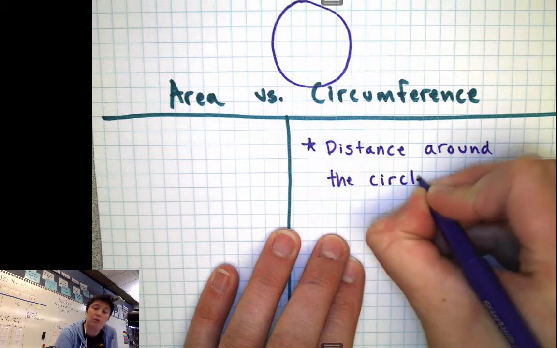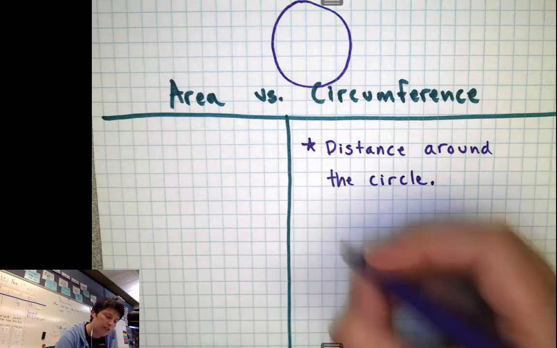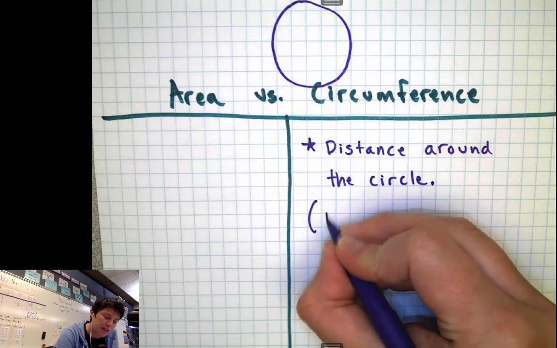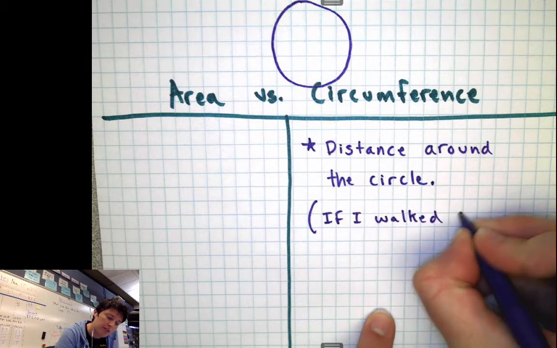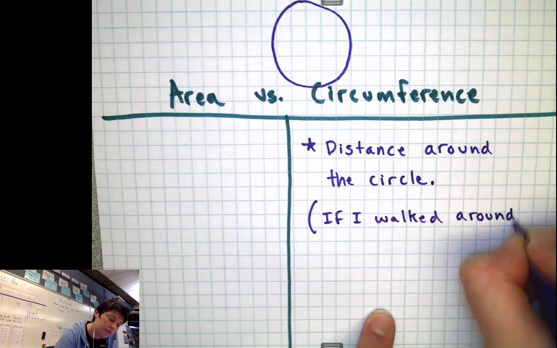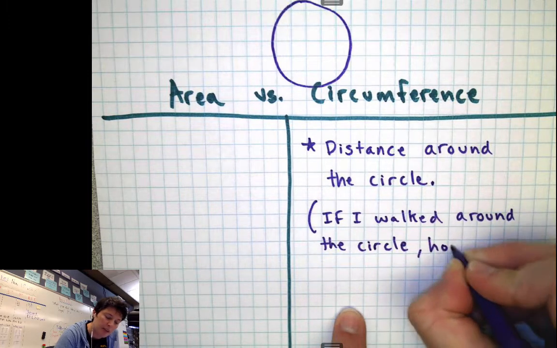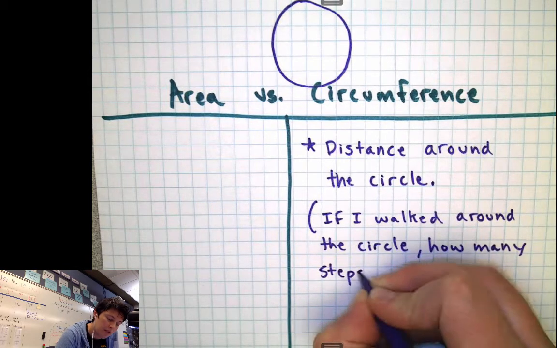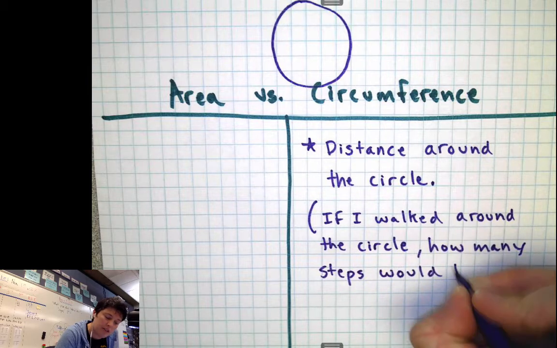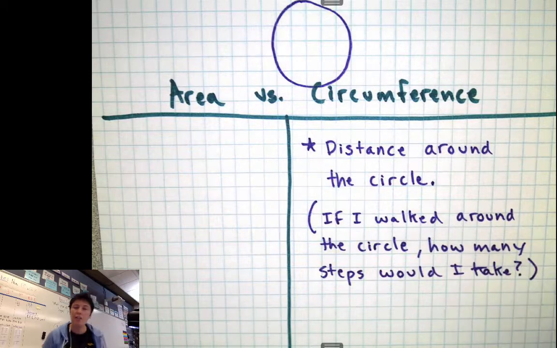Meaning if I was to walk around the circle, how many steps would it take? So distance around the circle, and I'm going to put a parenthesis here: if I walked around the circle, how many steps would I take? Question mark. That's circumference. If I could walk around the circle, how many steps would it take?